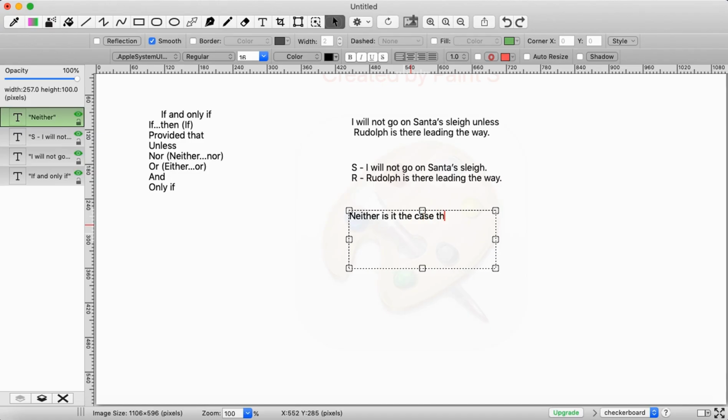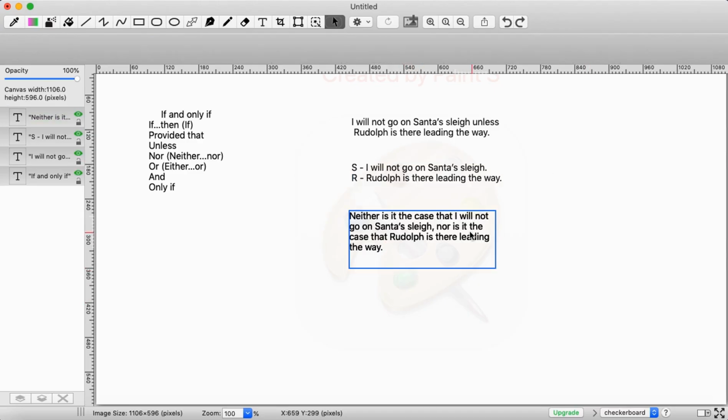is it the case that I will not go on Santa's, I have to capitalize Santa, sleigh, nor is it the case that Rudolph is there leading the way. The reason why I have to write it like this is because if I don't add is it the case, it just won't even make sense from an English standpoint. And even though sometimes the logic doesn't make sense from an English standpoint, I still wanted my writing to make somewhat sense from an English standpoint. Because otherwise I'd have to change these variables for it to make sense if I don't add these words. And I don't want to do that.